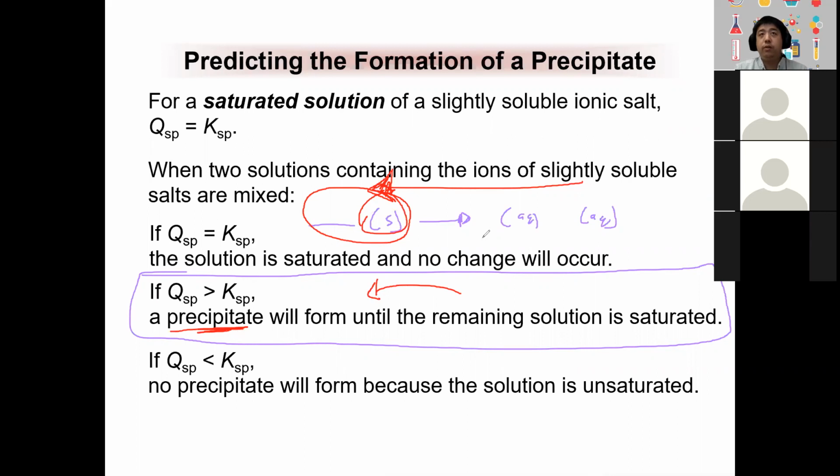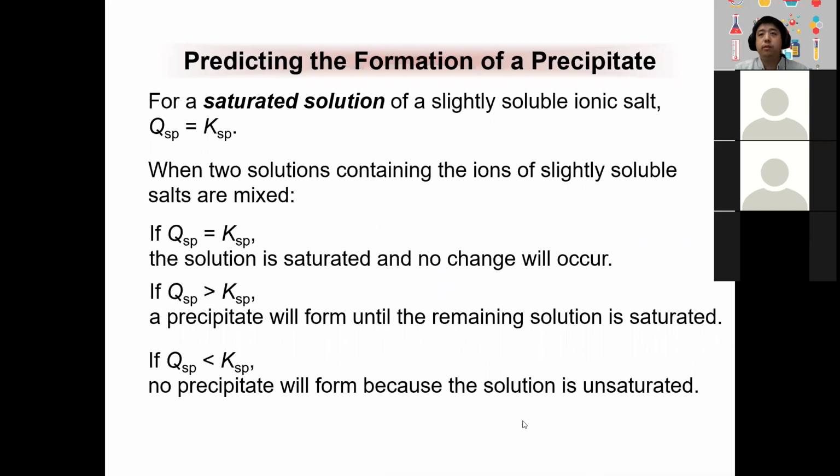In all other scenarios, there's no shift, right? Or the shift is to the right, where I am essentially not making any solids. So this is why the precipitate forms. Okay. So this kind of ties back in a little bit with the solutions that we learned in terms of saturated, unsaturated, and supersaturated.